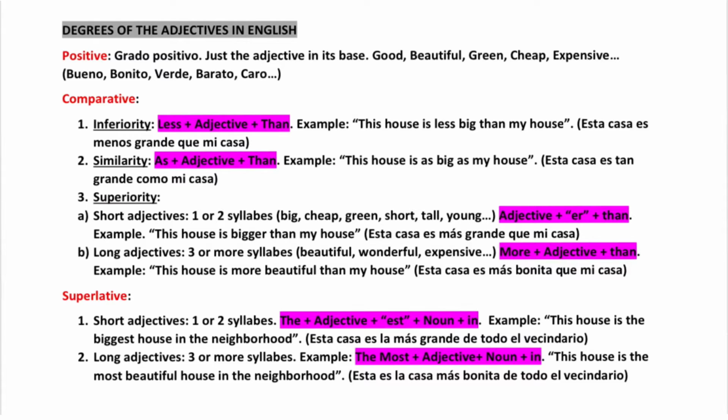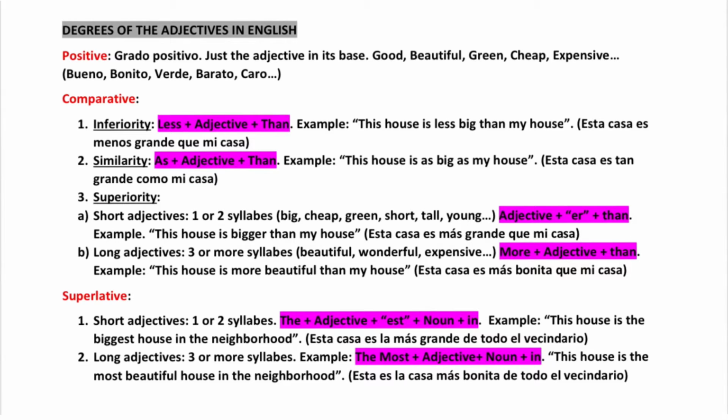The positive degree is very easy. It's just the adjective in its base. That is, el grado positivo, el grado de la forma base del adjetivo tal cual. We have, for example, good, beautiful, green, cheap, expensive, bueno, bonito, verde, barato, caro, por poner algunos ejemplos. Then we have the comparative.